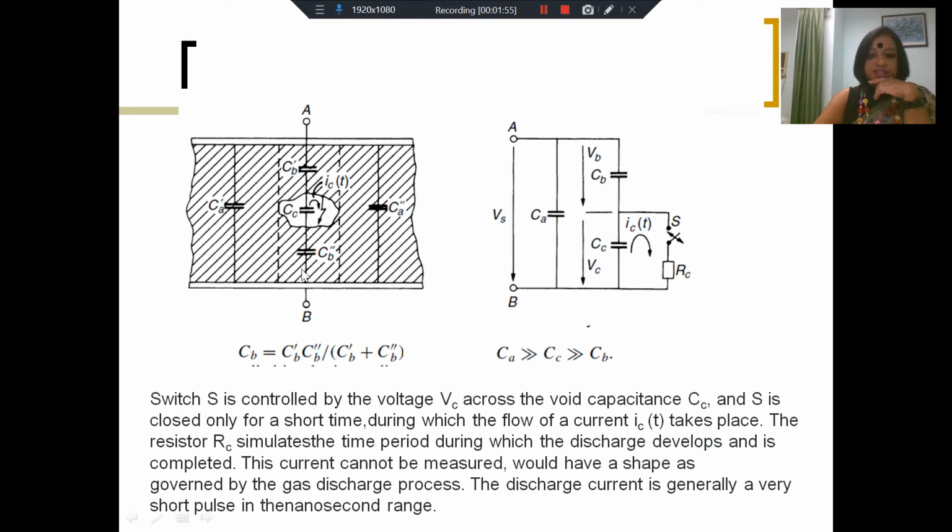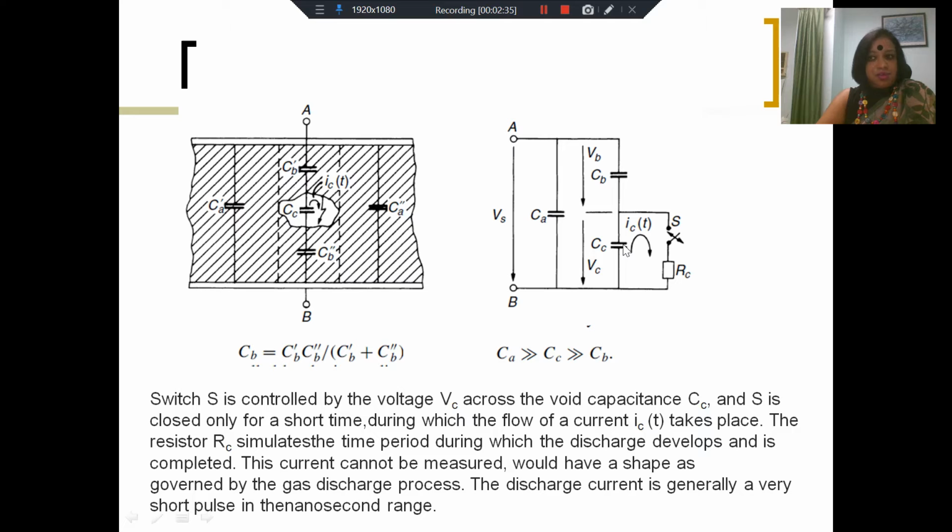So Cb' and Cb'' can be clubbed together to give you Cb. So it's just the series combination of the two materials on top and on the bottom of Cc. So that is clubbed together as Cb. Ca is the capacitance of the dielectric material in parallel to the series combination of Cb and Cc. Cc, of course, is the void capacitance. And Vs is the supply voltage which comes across points A and B.